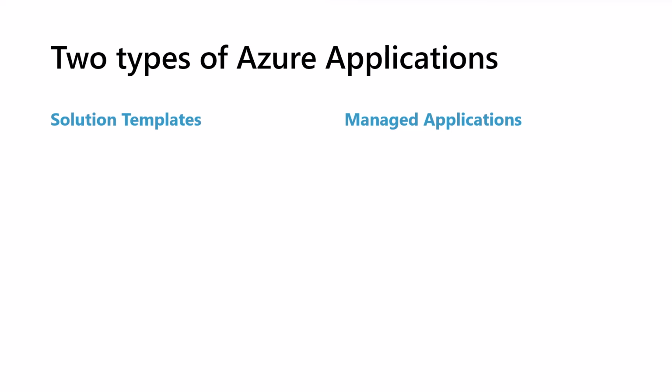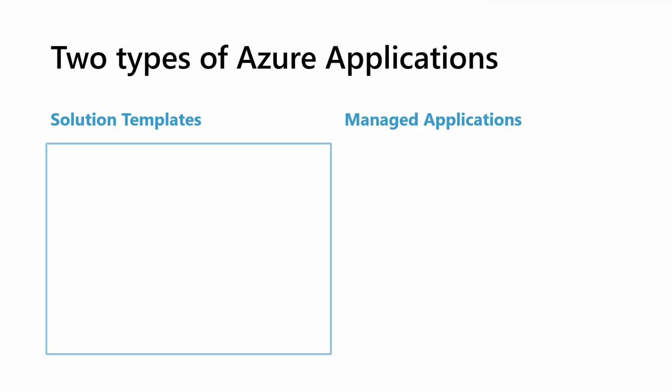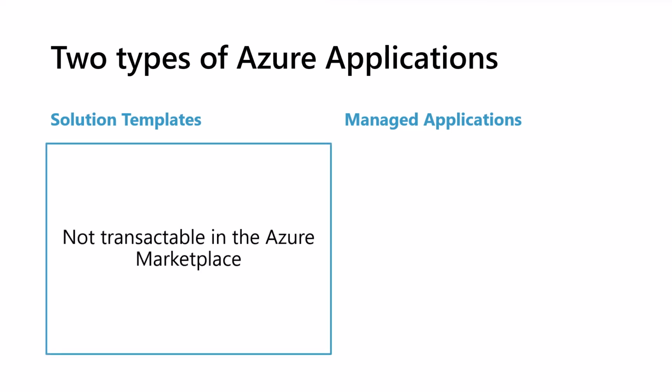Now, there are two types of Azure apps one can create: solution templates and managed applications. The biggest difference between these two Azure application types is transactability. Solution templates are not transactable in the Azure Marketplace. This means they cannot be sold through Microsoft. This also means that solution template offers are not eligible for most marketplace benefits afforded to transactable offers.